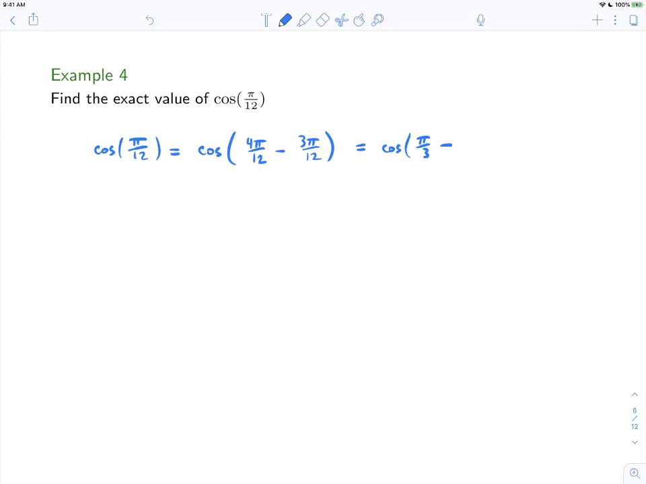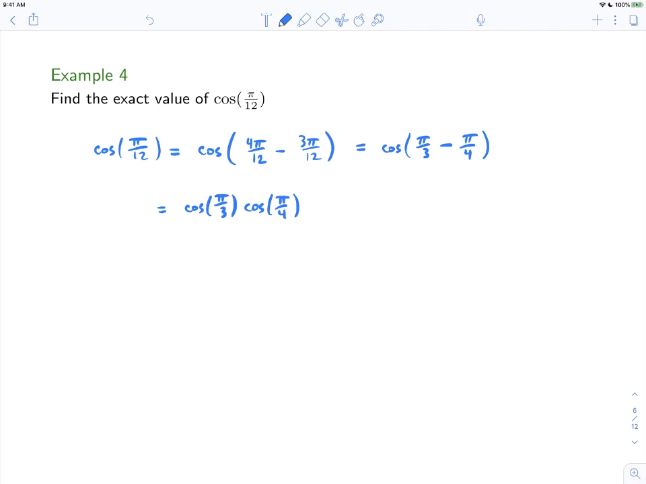And from this, we subtract 3 pi over 12, which is pi over 4. So now we want to use a difference formula for cosine. So cosine changes the sign. So it'll be cosine of pi over 3 times cosine of pi over 4.